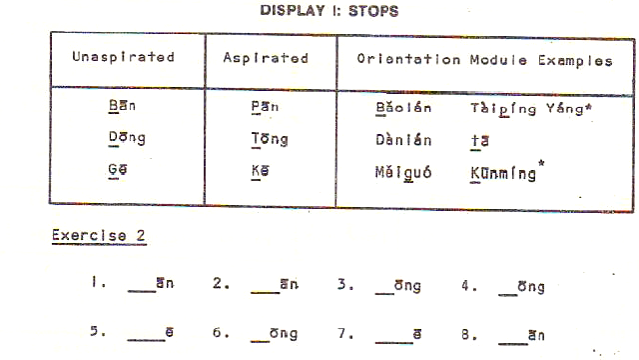Ban, Dong, Ge. Again. Ban, Dong, Ge. Now listen to the speaker say the names by pairs again. Listen for the distinctive difference of aspiration.